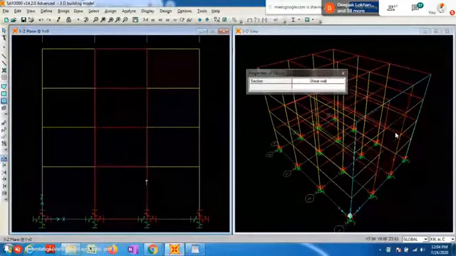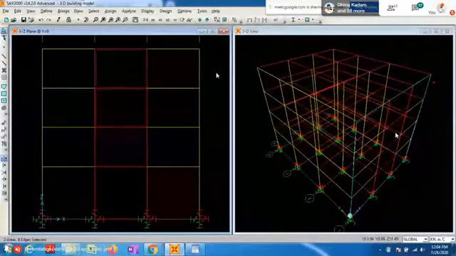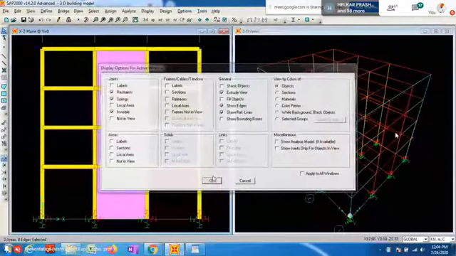Okay, how to give the nonlinearity to the shear wall? These shear walls have been assigned, so we can see them like this also. Now how to give the nonlinearity to the shear wall? What is the command here?